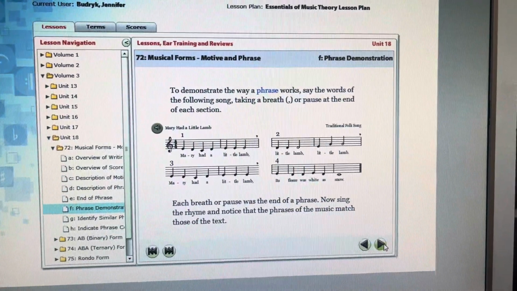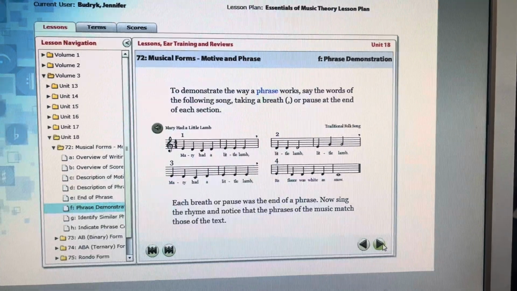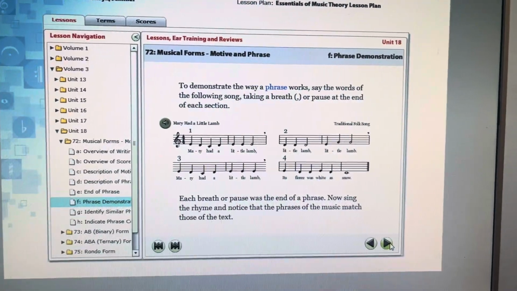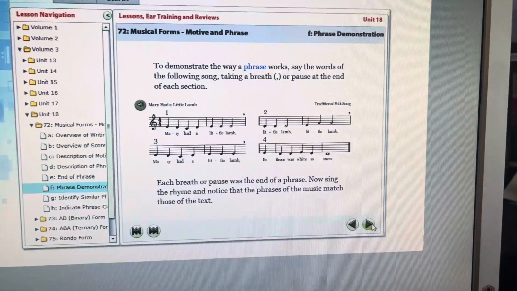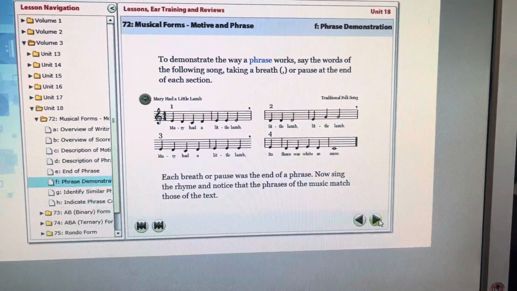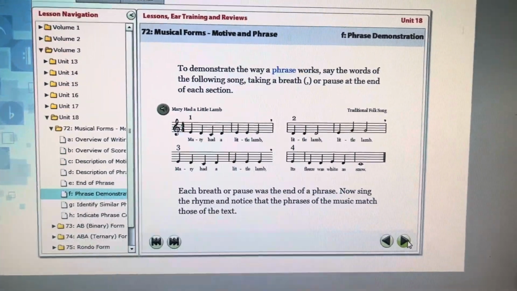Okay. So I will, full warning, I'm going to hit the little button and she's going to sing it, but she's singing it like she's on Broadway and it's only Mary Had a Little Lamb. So it's going to make you giggle a little bit. Okay, here we go.